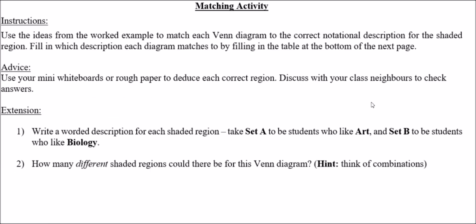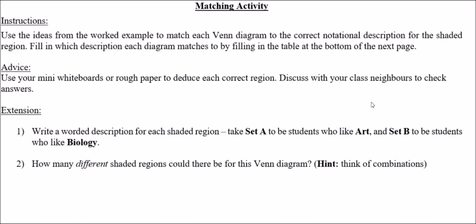So it's just a simple matching activity, but it does require quite a bit of thought. So the instructions to you are to use your ideas from the worked examples and the notes to match each Venn diagram below to the correct notational description for the shaded region. Fill in which description each diagram matches to by filling in the table at the bottom of the next page in your notes.